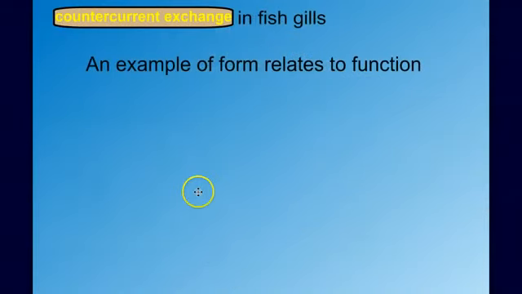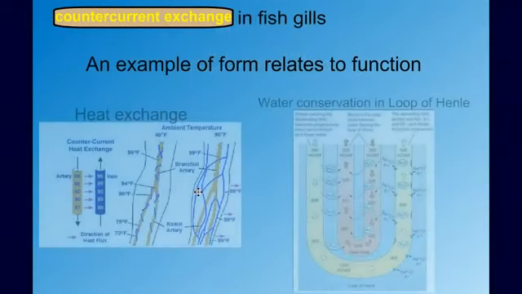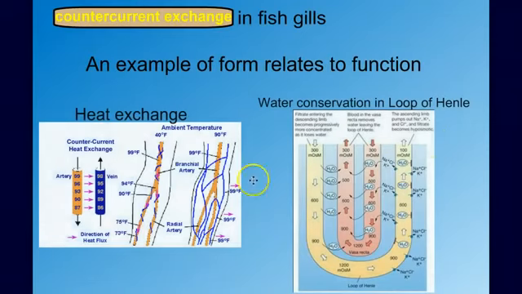There are many others. For example, when we look at the heat exchanges in the arteries and the veins, and also water conservation in the loop of Henle. So these are things that will come up pretty frequently in biology.